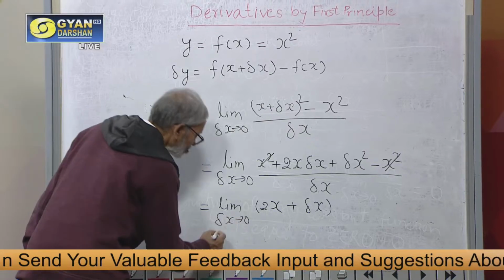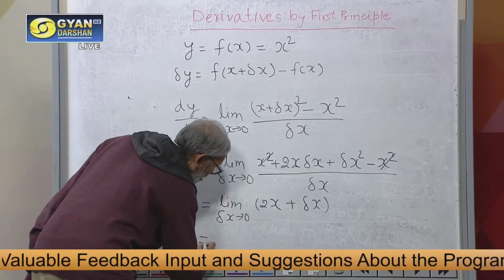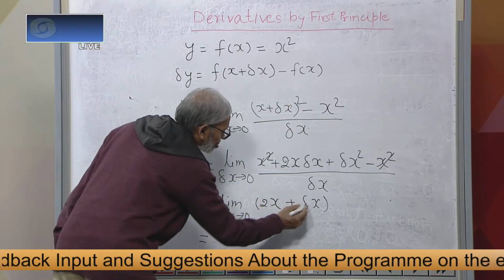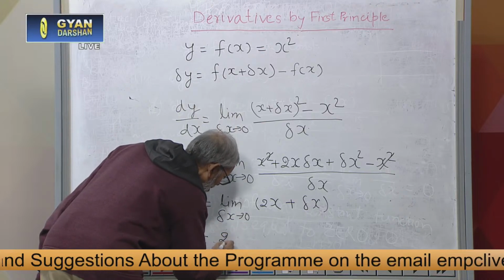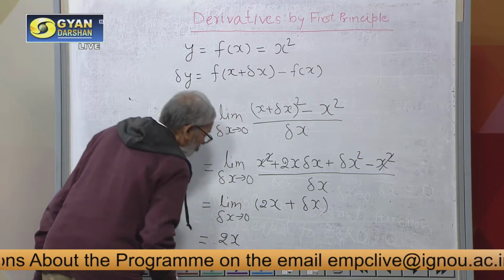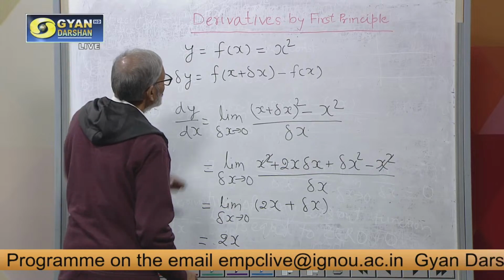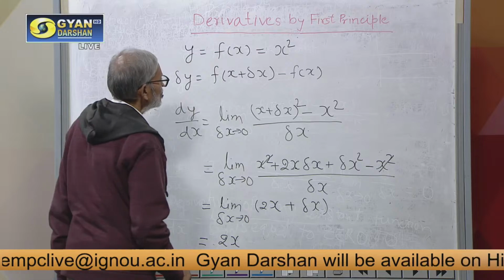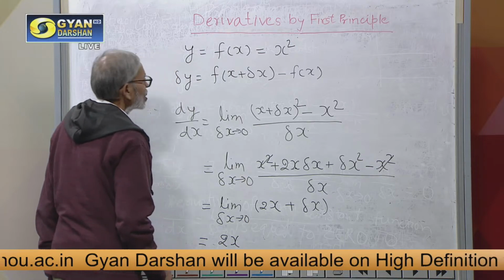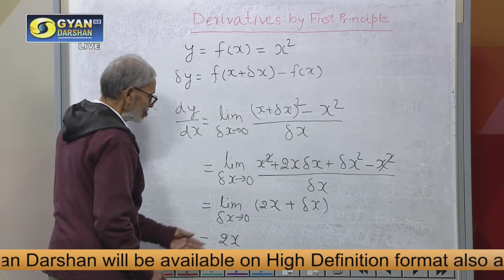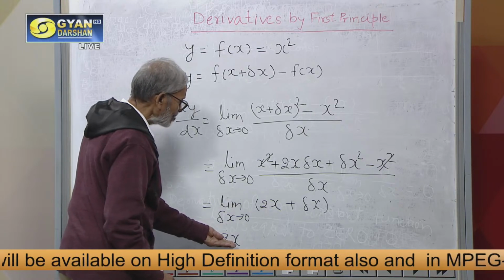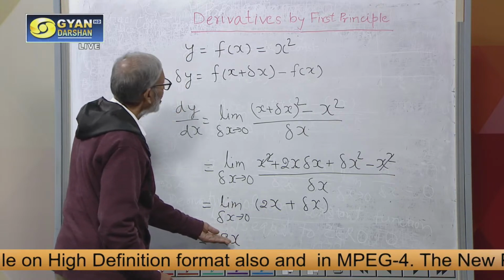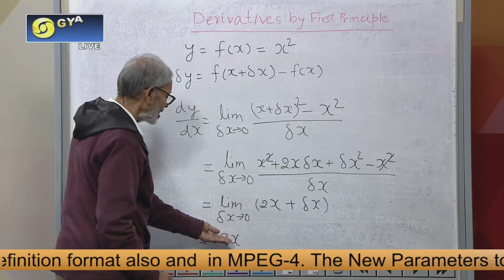Since delta x tends to 0, I will put delta x equal to 0. So this will become 0, and it will become 2x. So the derivative of x square is 2x, and this is at any point on the curve. So it is at a general point x.